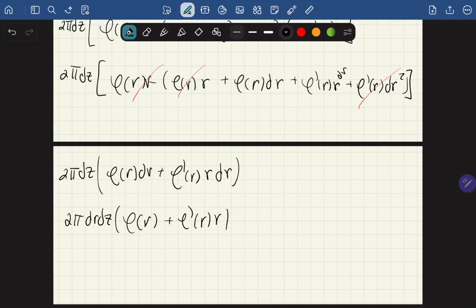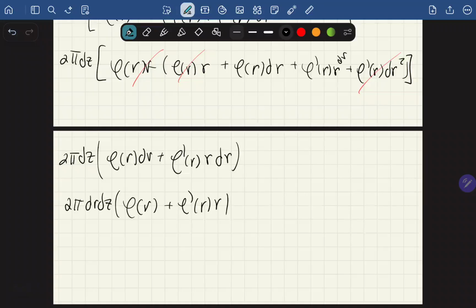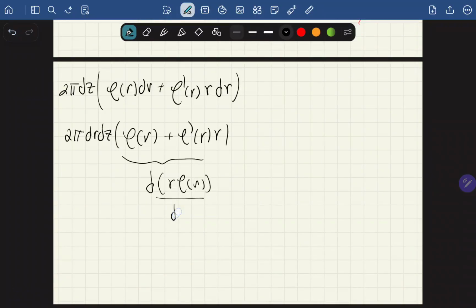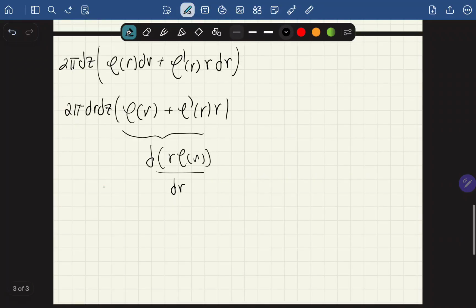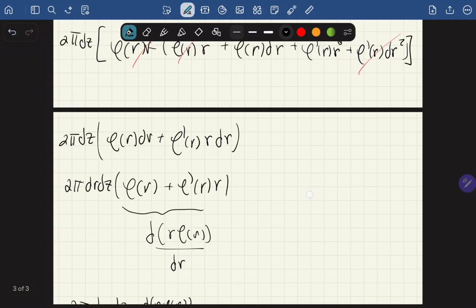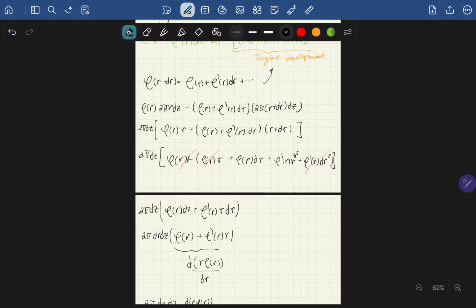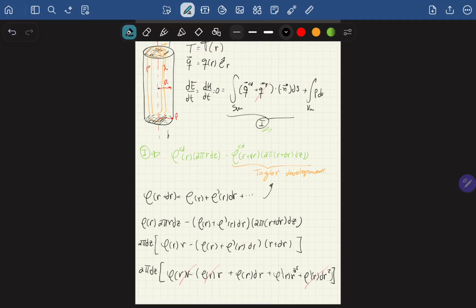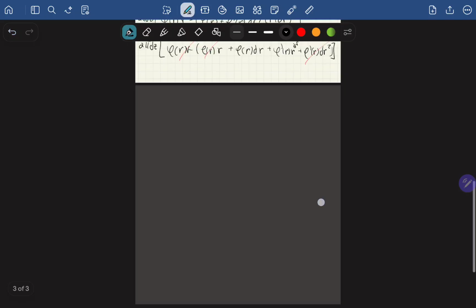And there's a trick here. This is d/dr of phi of r dr, because this is exactly the product rule, right? So we have this 2 pi dr dz that multiplies d/dr of phi of r dr. Okay, so this is our alpha, right? This is our alpha. Number one, our integral that I called 1.